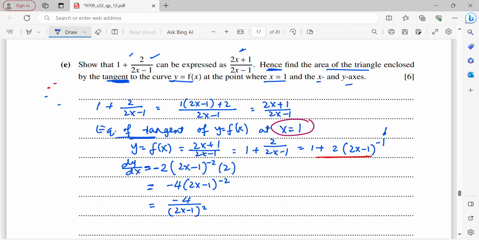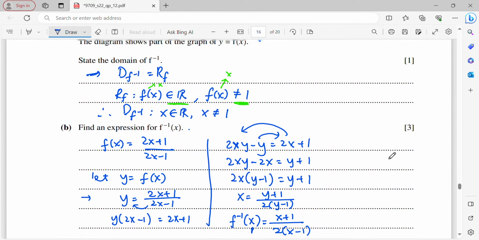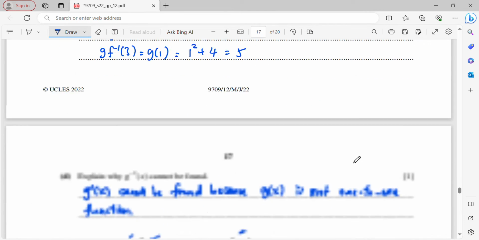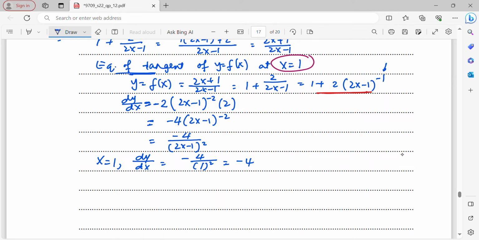The gradient. So now, when x equals to 1, my dy dx is negative 4 over 2 times 1 minus 1, which is 1. So 1 squared. That means the gradient is negative 4. Okay, and when you look at the previous calculation, have we solved or we haven't solved yet? Okay, now when x equals to 1, what is the y? Right, because we need to get the equation of tangent.